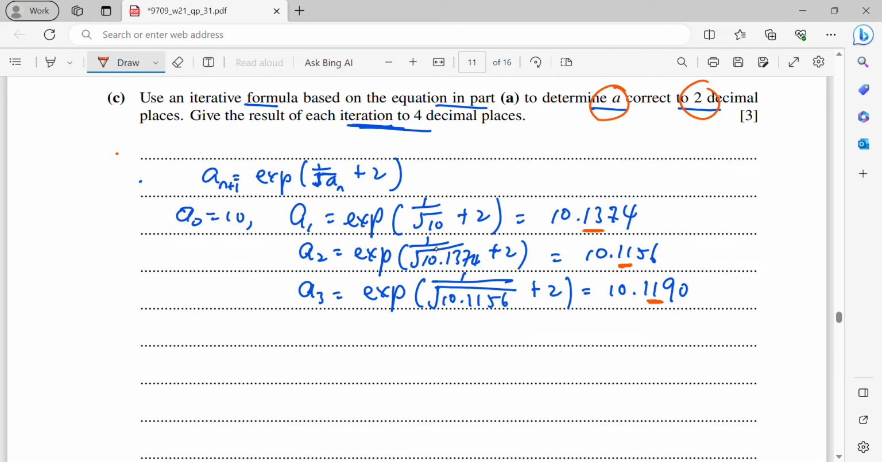Now here 1190, here is 1156. They are the same to two decimal places. Round up by referring to the next decimal place. Since it is 9, we are going to write your A is approximately 10.12. Okay, so that is the iteration method to get the root.